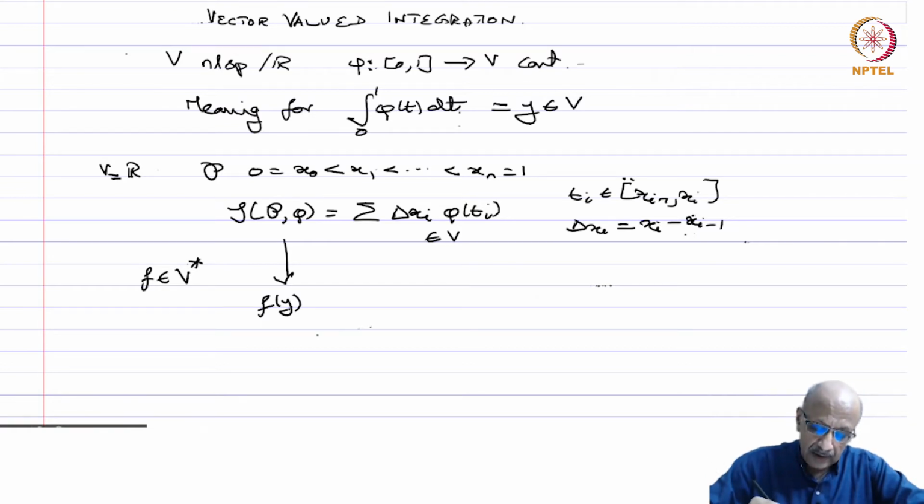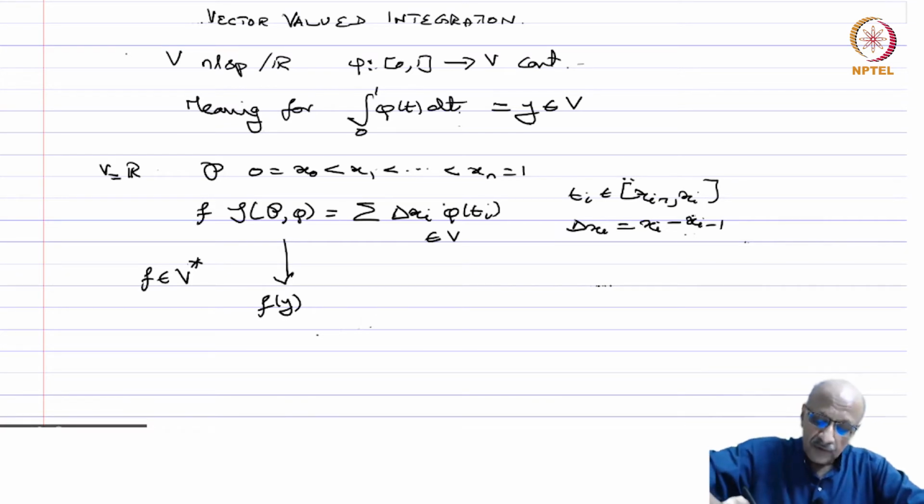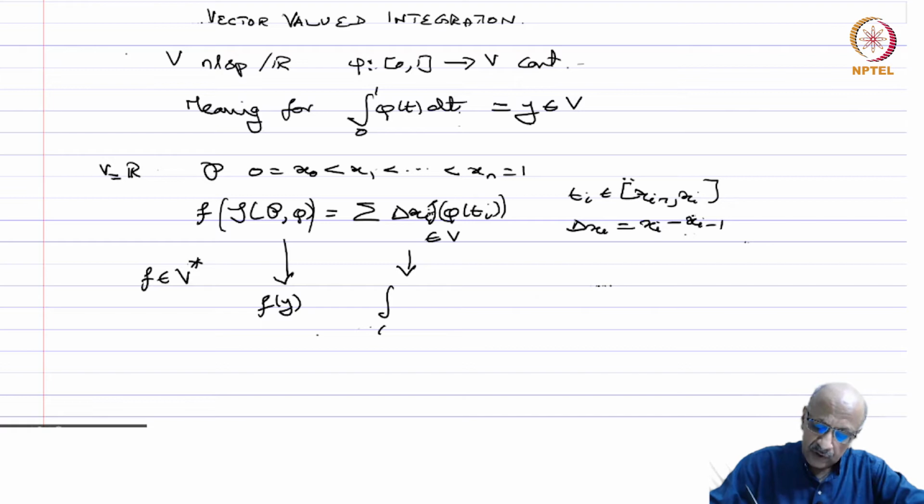And so you now apply f on both sides. So you will get f of the Riemann sum, and this will now converge to f of y. On the other hand, this is nothing but the Riemann sum for the continuous real valued function f composed with phi, and therefore this should converge to the integral from 0 to 1 of f of phi of t dt, and therefore these two should be equal.